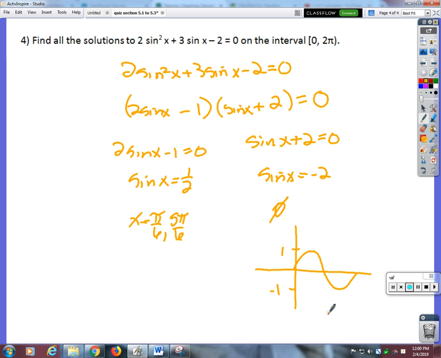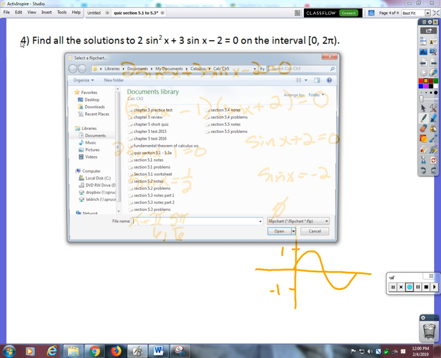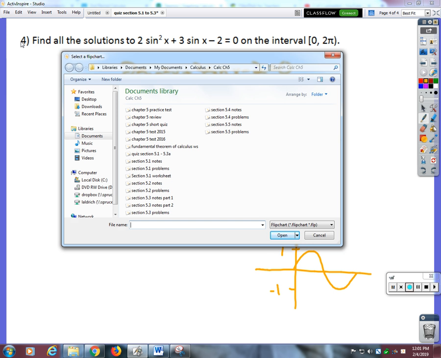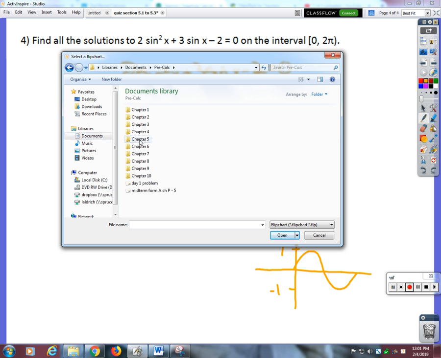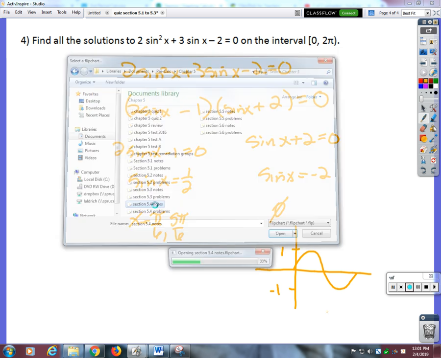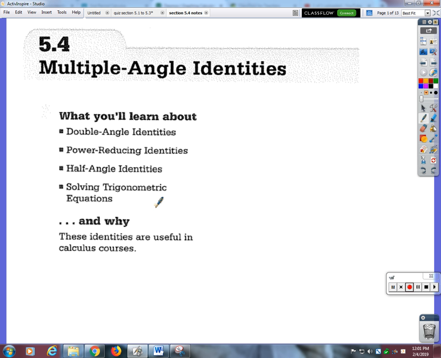Okay, so short period today, obviously, that's no big deal. We have a short lesson right now. Last week we did the sum and difference identities. Today we're going to do some multiple angle identities. It's pretty much the same thing as what we were doing last week.